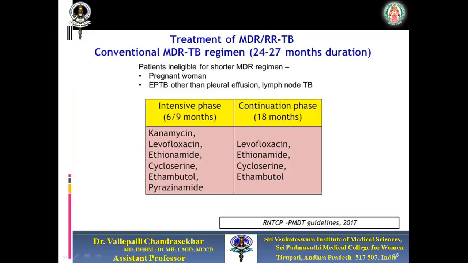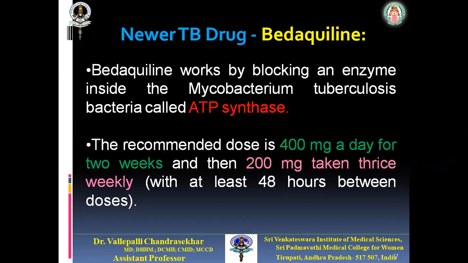And again, you will find all these guidelines in the RNTCP PMDT guidelines of 2017. You can go through the guidelines which we are following now. So again, we are starting with the new drug for multi-drug resistant cases, that is bedaquiline. Bedaquiline works by blocking an enzyme inside the Mycobacterium tuberculosis, that is ATP synthase.